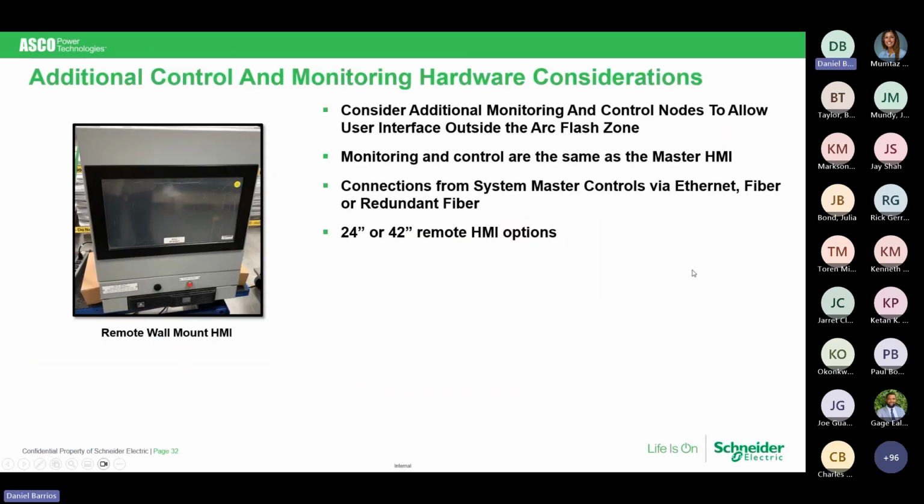The OIT screen is either a 24-inch or a 42-inch type model. And again, I know that we can put at least 2 or 3 of these on the system. The top point I made a little bit earlier, but you may want to consider additional monitoring or controls to allow the user to get out of the arc flash zone. Monitor and control are the same as the HMI screen, and connection is via the fiber or redundant fiber ports.